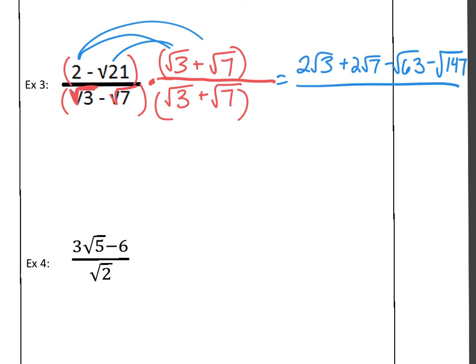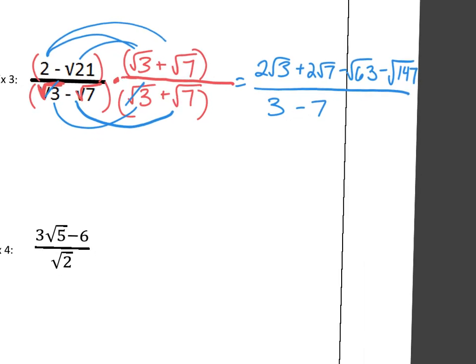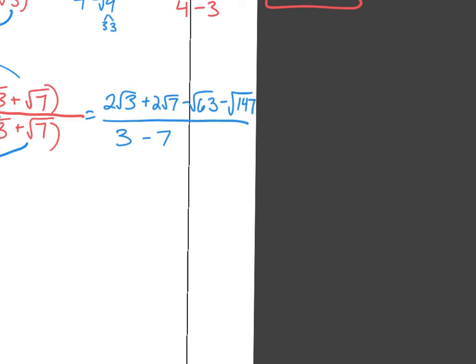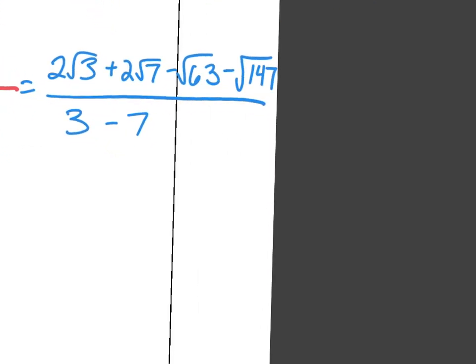Now for the denominator, this is the easy part. Square root of 3 times square root of 3 is square root of 9, which is just a 3. I could just know that those cancel out because it's the same radicand. And then negative square root of 7 times positive square root of 7 is negative 7. Yep, negative 7. So if you put negative square root of 49, you should still have been able to simplify square root of 49 down to 7. Okay.